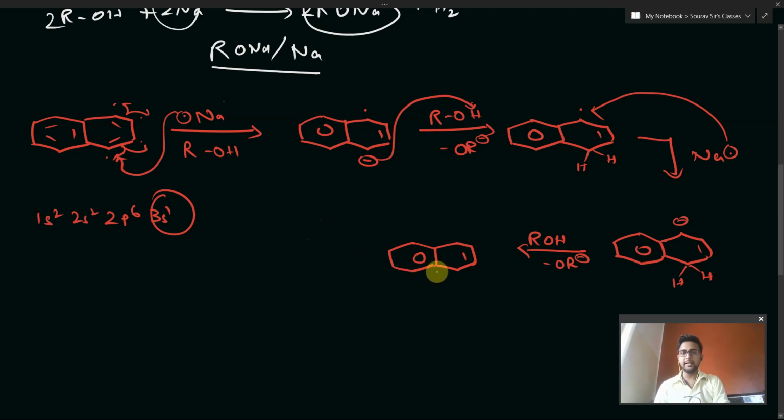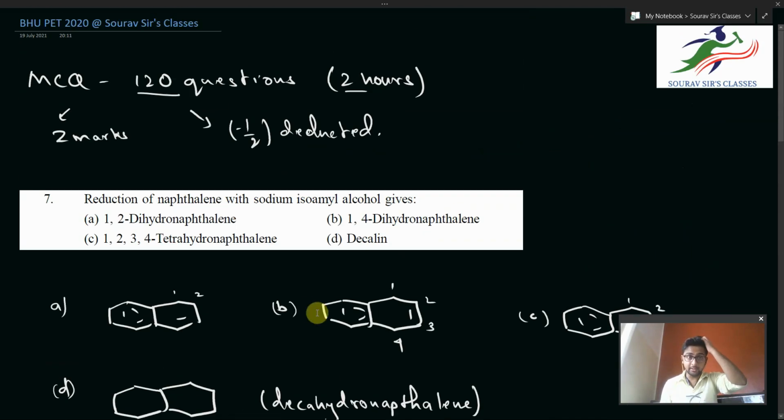So this would be the exact product if we are just talking about the question. In the question you can see that 1,4-dihydronaphthalene, which is this product we have just formed, would be the correct option. So option B would be the correct one.